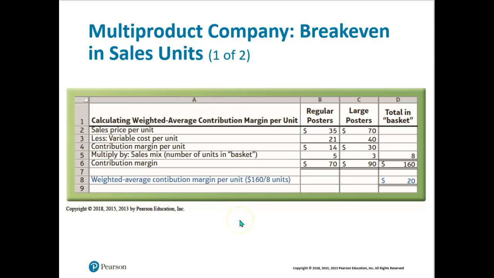So here's an example of our company. She's got regular posters. Those are the ones that sold for $35 with a cost of $21, and large posters sell for $70 with a cost of $40. The large posters were making a higher contribution margin per unit. And then you can multiply that by your sales mix. I sell 5 of the regular for every 3 large posters. So you multiply to get a total contribution margin of 160. So it'd be 160 divided by a total of 8 units. My weighted average contribution margin per unit is 20.